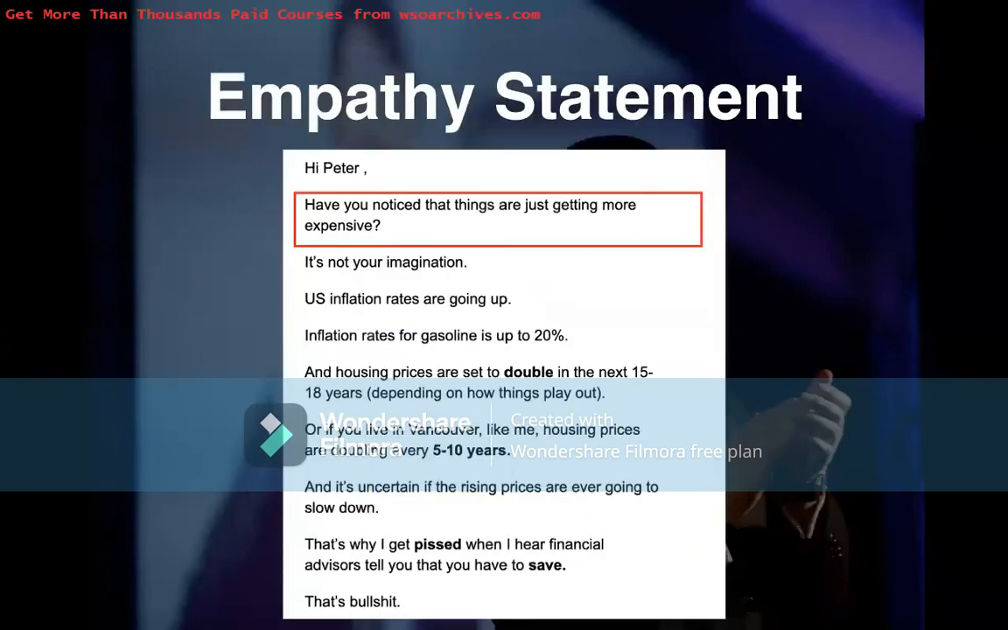Empathy statement. Have you noticed that things are just getting more expensive?